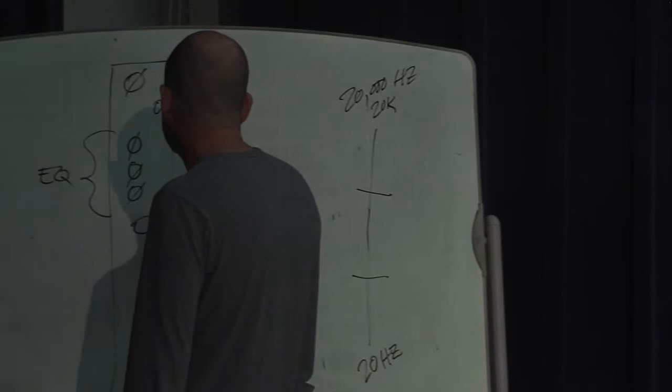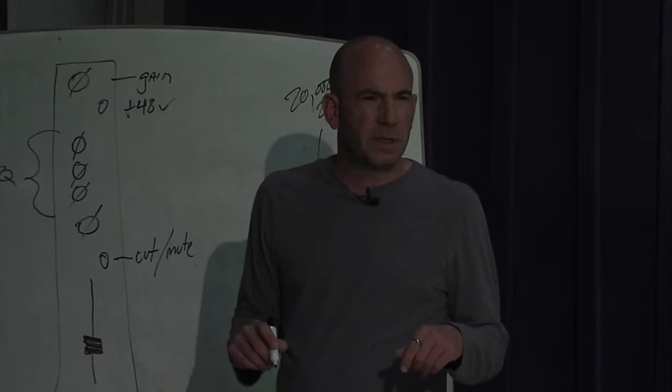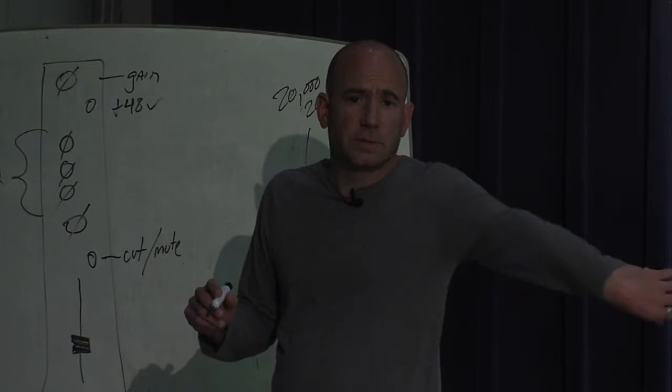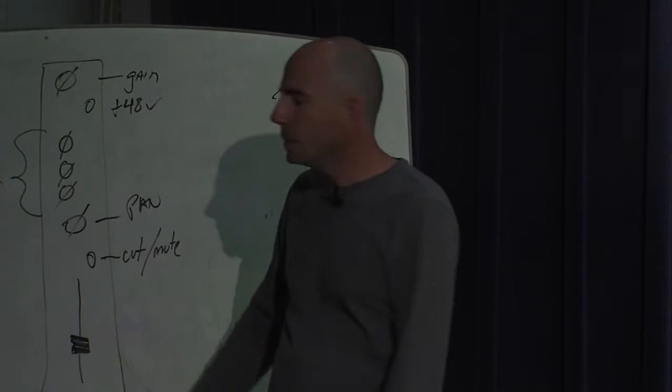Another knob that you probably will have, sometimes a good way to think about it is balance. How many of you have messed with balance in your car, left and right? You can make all the sound come out of the left side. You can make all the sound come out of the right side. That's called pan.